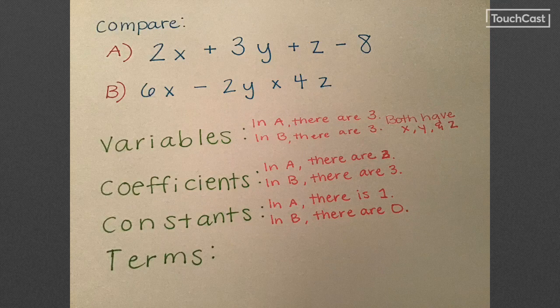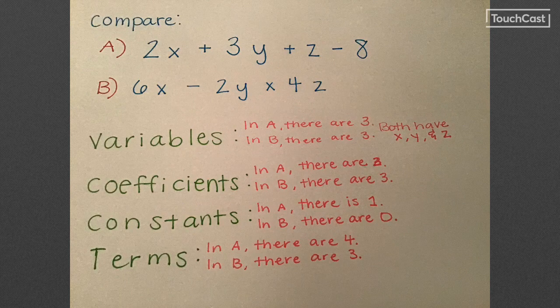Now let's look at their terms. How many terms do each equation have? Hopefully you counted 4 terms in equation A and 3 terms in equation B. In equation A, we have 2x, which is a term. We have 3y, which is another term. We have z, and then we have 8 to make up 4 different terms. And in equation B, we have 6x, which is a term, 2y, and 4z, which makes 3 terms.